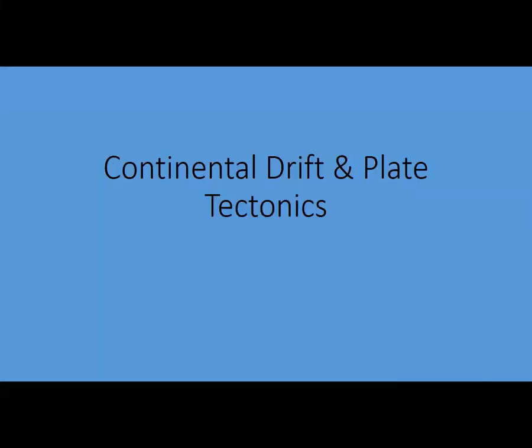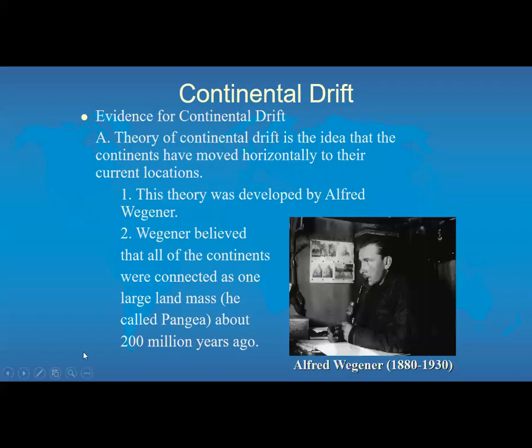All right, so continental drift and plate tectonics. First off, we know that evidence for continental drift first came from Alfred Wegener. He was working in the late 1800s, early 1900s, and his theory was that he believed all the continents were at one point connected in a single landmass called Pangea. Okay, so he named that Pangea, which means all Earth, and he said that last broke up about 200 million years ago.